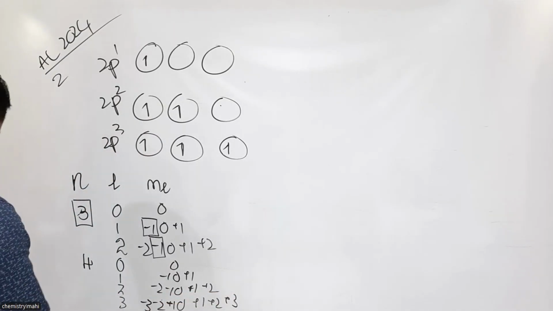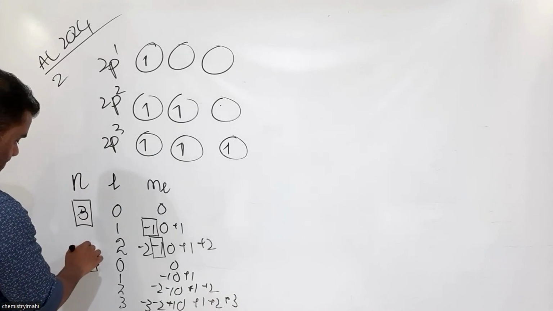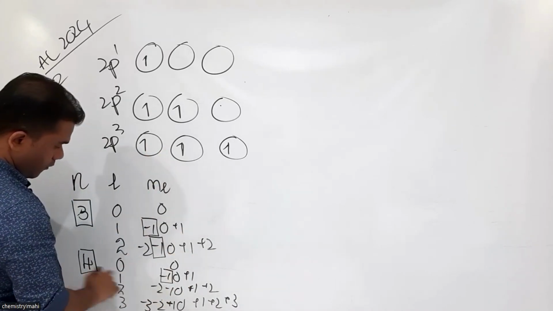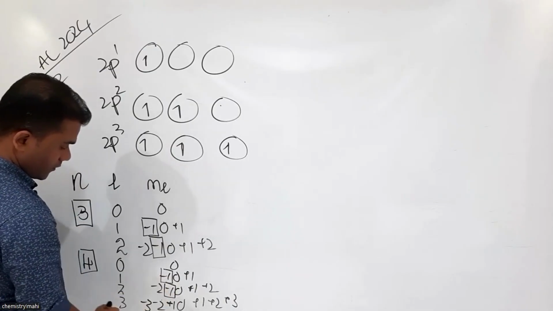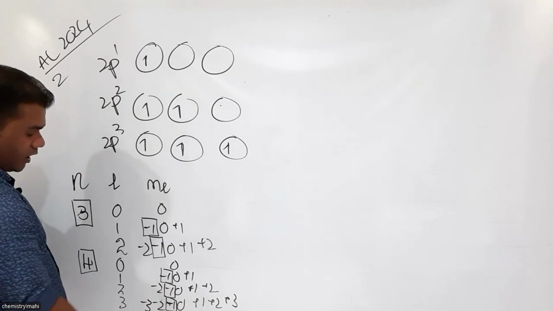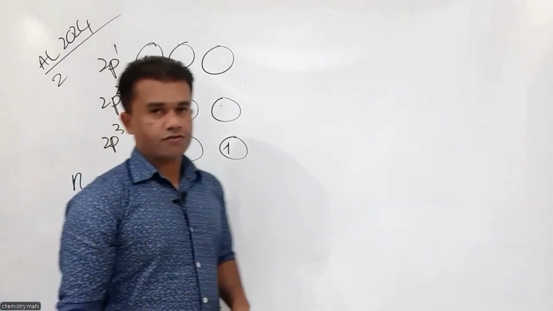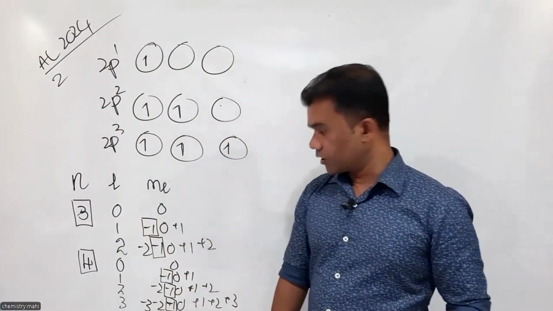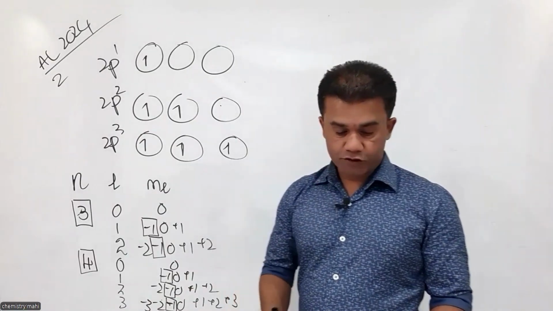Now, the condition: n should be 4, hurry, but ml should be minus 1. Then here minus 1, n4 minus 1, n4 minus 1. This is also n4 minus 1. Then how many boxes are there? 3 boxes, means 3 orbitals. Then here 2 orbitals, here 3 orbitals. Total 5 orbitals should be there.